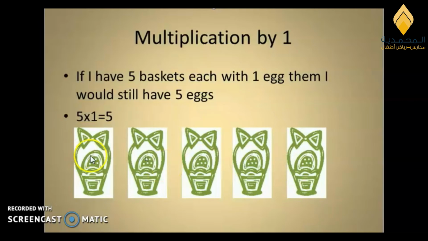How does it come? Look, how many groups do we have? 1, 2, 3, 4, 5. So there are 5 groups. And how many objects inside each group? We have 1 object inside each group. So 5 times 1 equals 5. How do we get this 5? By counting each of these eggs: 1, 2, 3, 4, 5. So if we multiply any number by 1, it will give me the same number or the same factor. Factor means number. Okay? Excellent.